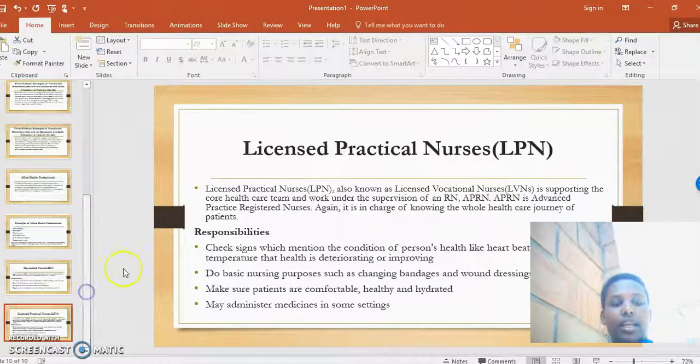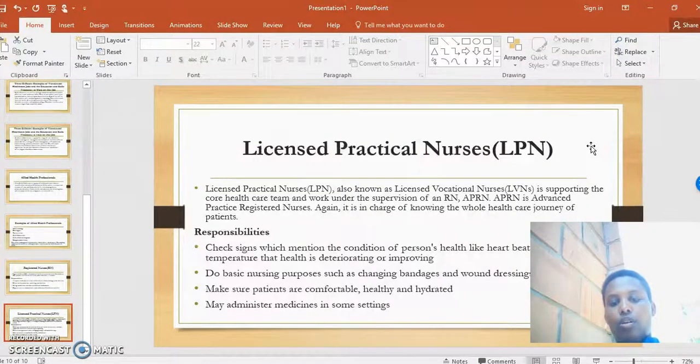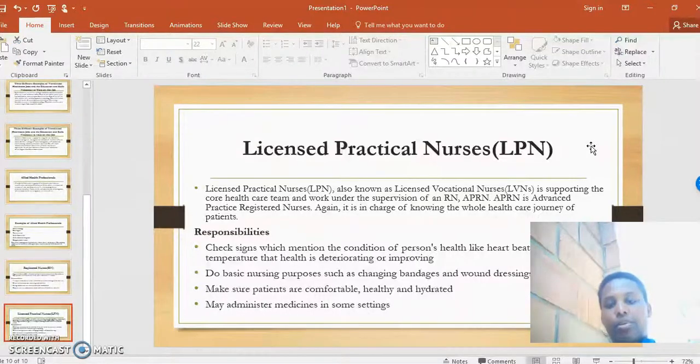Moving to the licensed practical nurse. Licensed practical nurse, also known as licensed vocational nurse before, supports the core healthcare team and works under the supervision of an APRN. APRN is like advanced practice registered nurse.